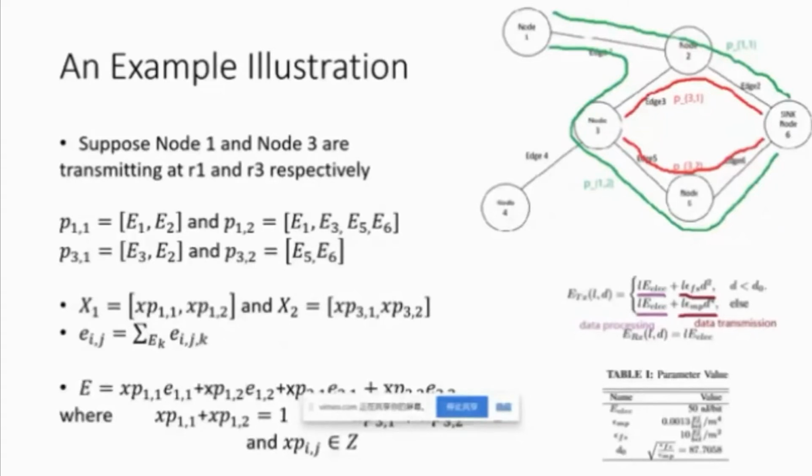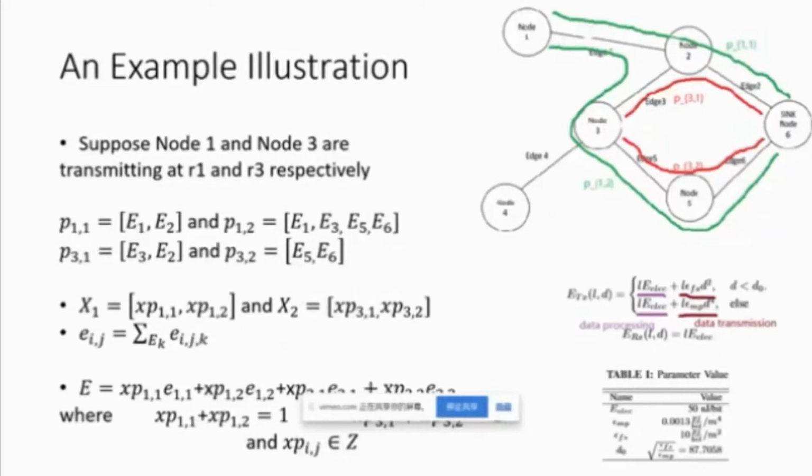Now I'm giving an example of a two-source-node transmission scenario on a 6-node graph. Suppose node 1 and node 3 are transmitting at rate 1 and rate 3 respectively. Node 1 has two path options. The first one is edge 1 and edge 2. The second one is edge 1, edge 3, edge 5, edge 6. Node 3 also has two path options. The first one is edge 3, edge 2, and the second one is edge 5, edge 6.